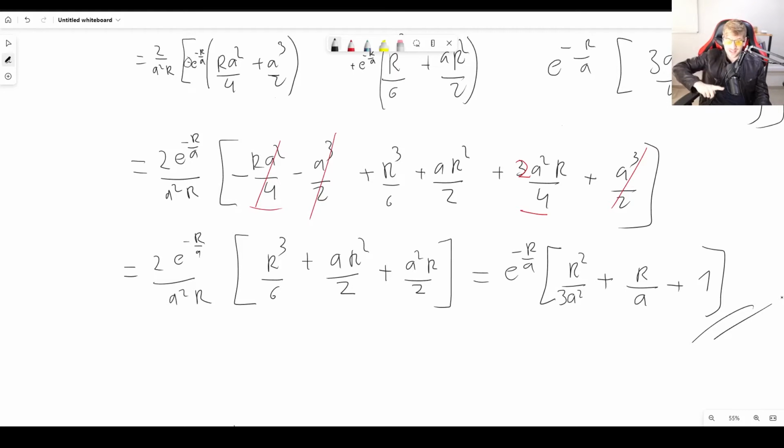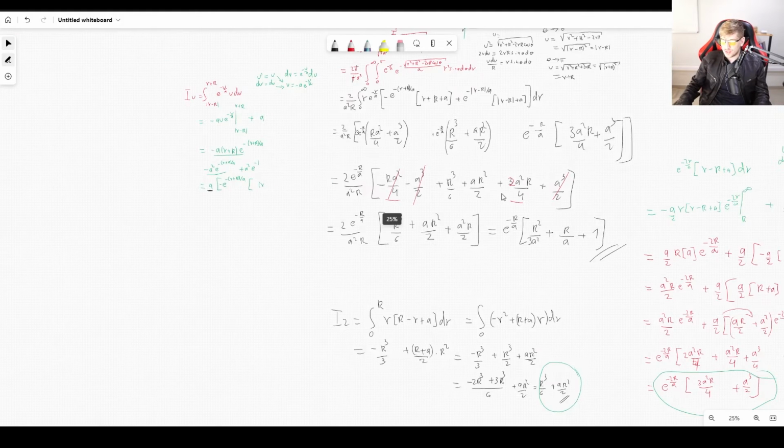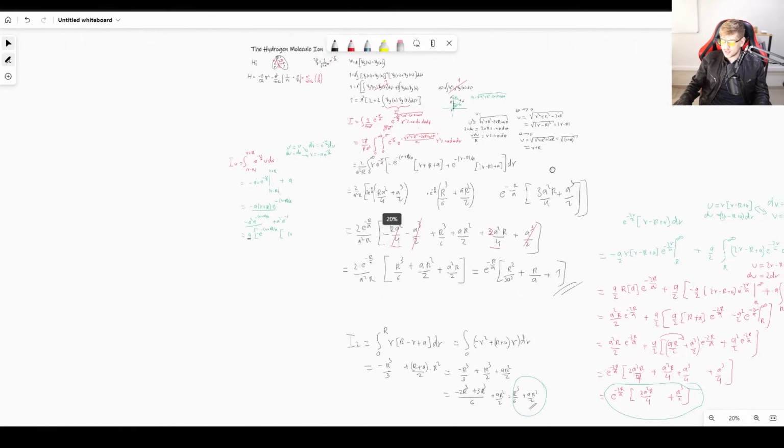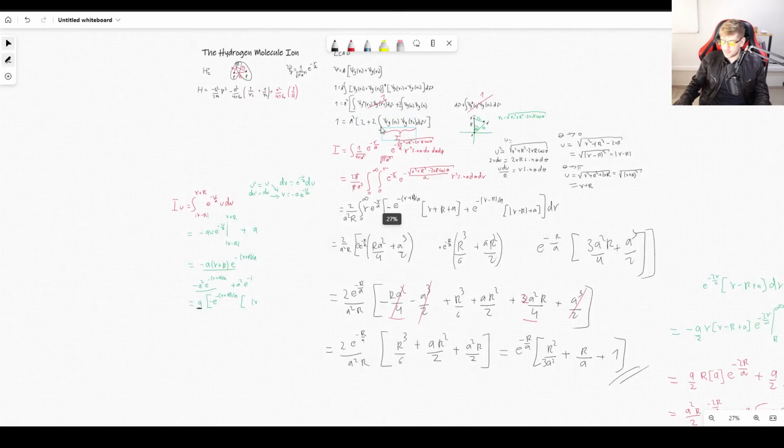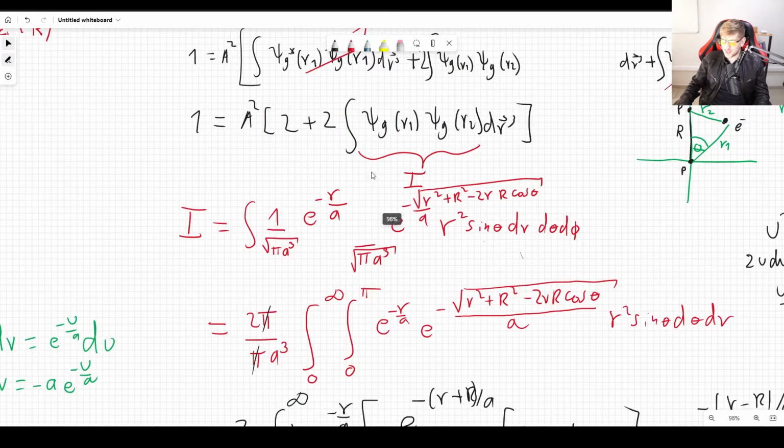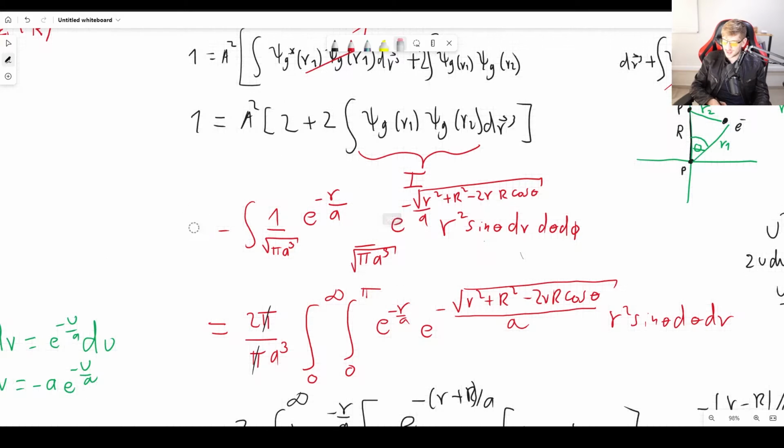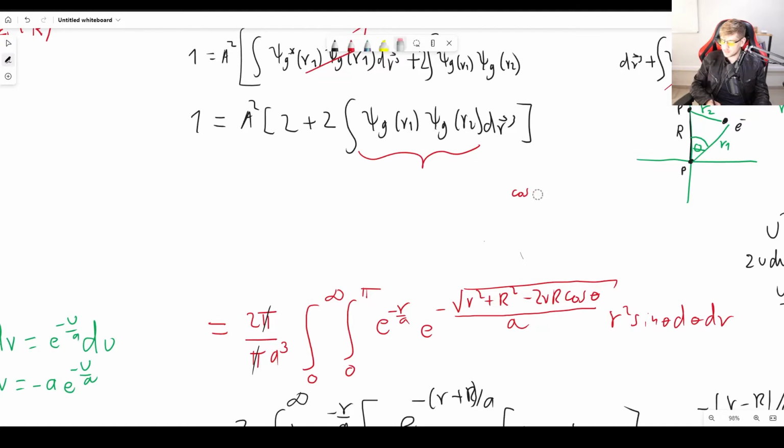This is the value of the integral that goes into the normalization constant. Now, where was it? Up there. This is where it went. Right? This is where it went. So let me just rewrite it quickly. So our result here is that 1 is equal to a squared times 2 plus 2i. Now let's solve for a. So a squared is 1 over 2 plus 2i.